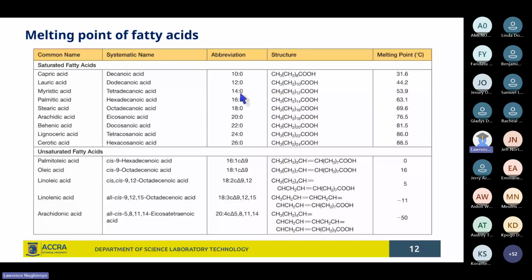And you can see all the saturated fatty acids are having 10, the colon, after the colon, 0, 0, 0, 0, meaning they don't have any double bonds in them. So the number of carbons increases downwards from 10 up to 26 carbons. Now let's come to the last column, melting point, and see what do we notice? We notice that melting point increases as the number of carbon atoms increases.